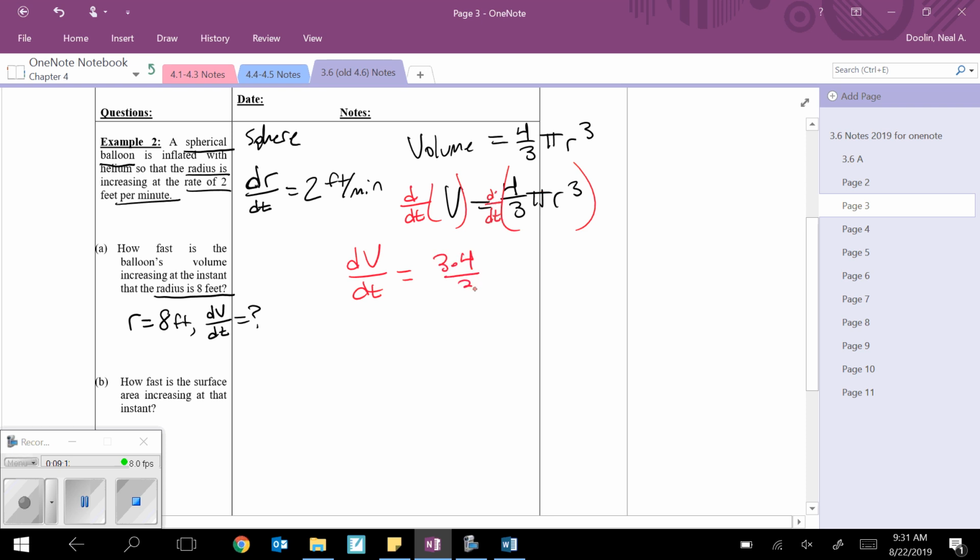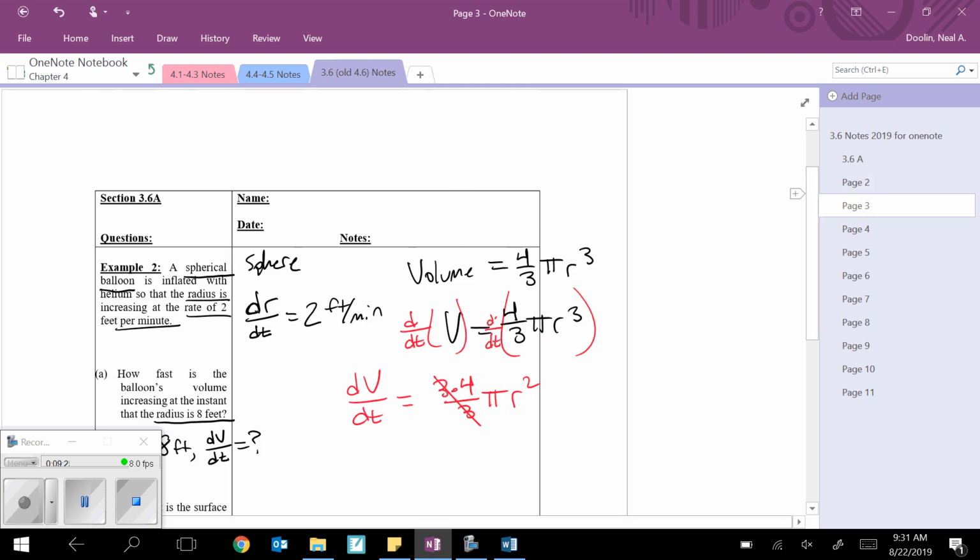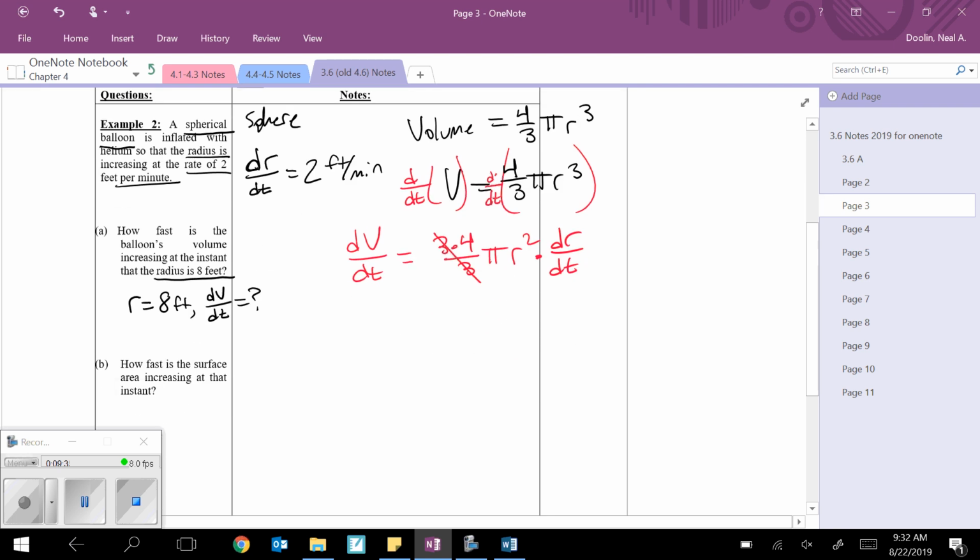And then leave r squared behind. These will reduce. But again, you have to assume, like we said on the previous page, every variable is a function of time. So the volume, well, yes, volume at an instant is related to the radius. How the volume is changing is related to how the radius is changing. So we do have to leave behind some measure of how the radius is changing with respect to time.